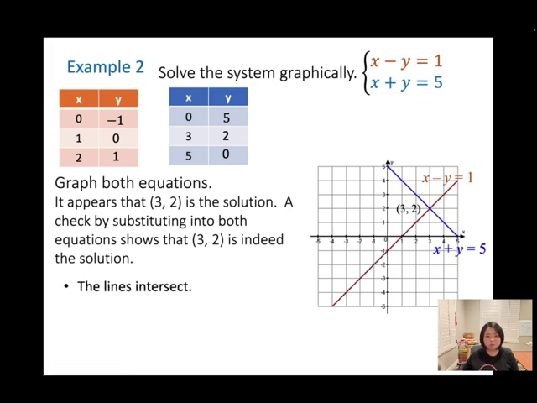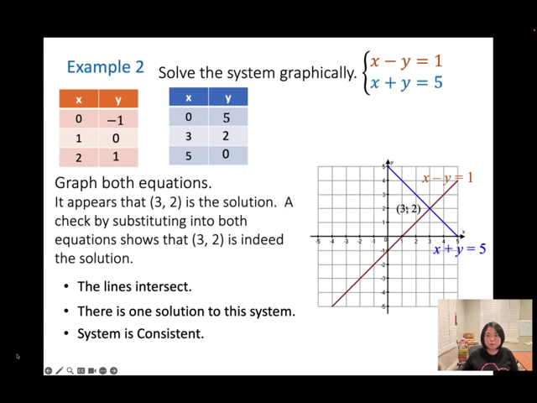From this graph, we say the lines intersect. They have one intersection point, which means they have one solution. So we say we have one solution for this system. The system is consistent because we can find the solution. So the system is consistent, and the equations are independent, meaning there are two different equations here.